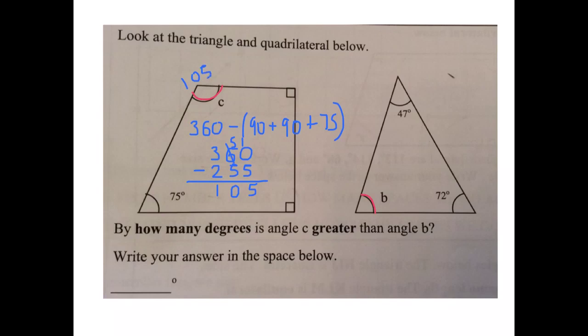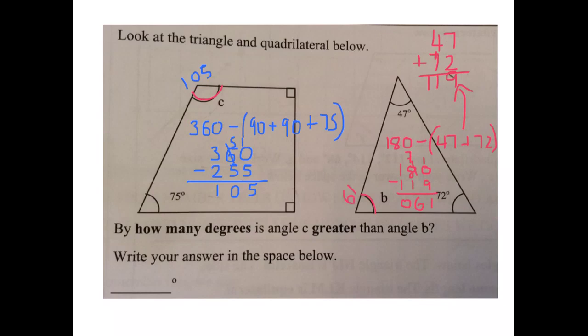Within a triangle, the angles add up to 180. And we already know 2 of them, so we need to take away 47 plus 72. So let's do that sum first. 47 plus 72. 7 and 2 are 9, 4 and 7 are 11. So we have to take 180 and we have to subtract 119. A little bit of exchange again. 10 take away 9 is 1, 7 take away 1 is 6, and 1 take away 1 is 0. Angle B is 61 degrees.